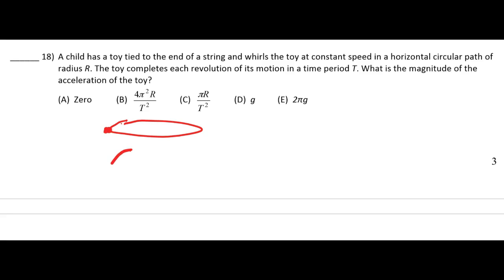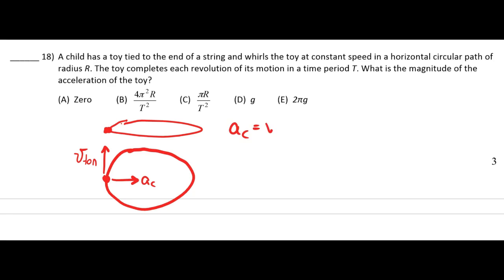If I were to look at a top view of that, we'd have something that definitely looks like circular motion. If it were moving in the clockwise direction, the direction of its instantaneous velocity, or we could call that v tan, would be tangent to the circle and perpendicular to the direction of the centripetal acceleration. By definition, we know that the centripetal acceleration is equal to v squared over r, where v, in this case, can be described as distance over time.